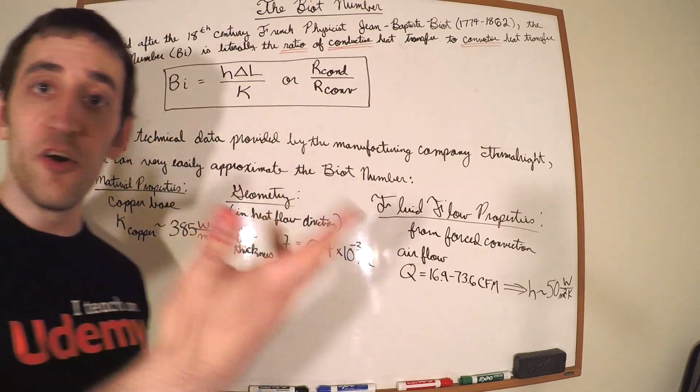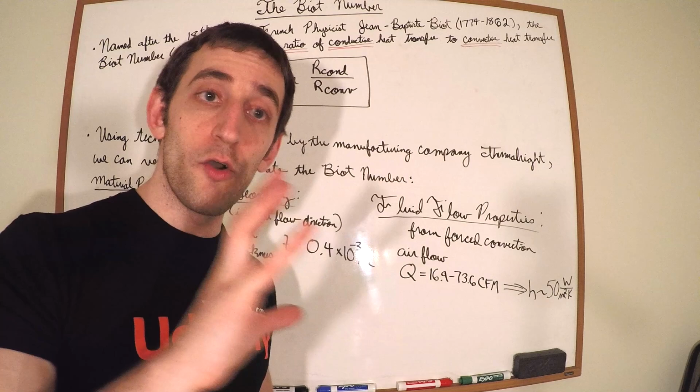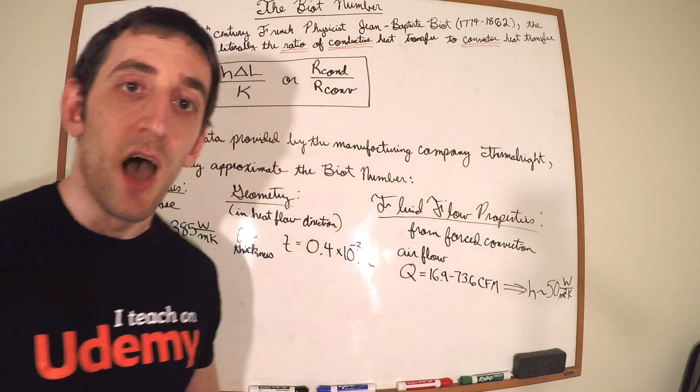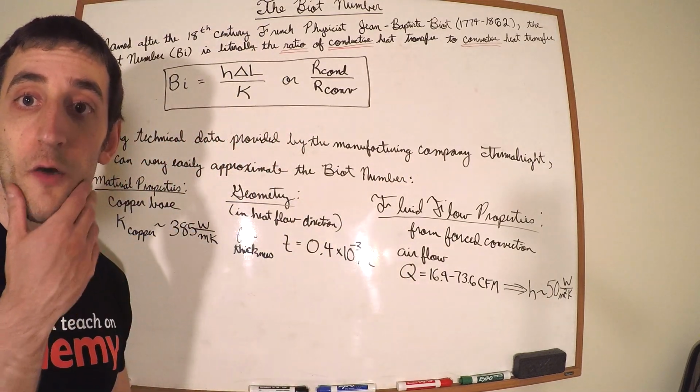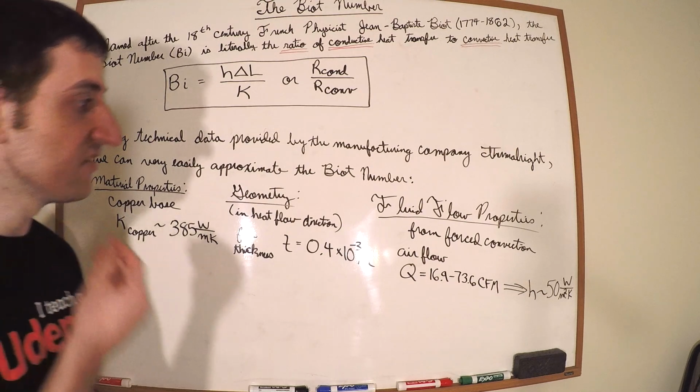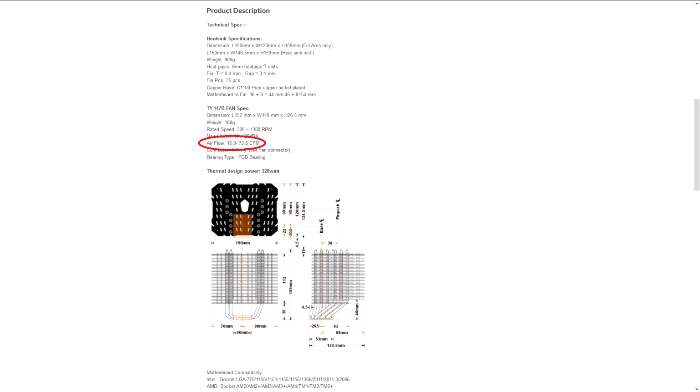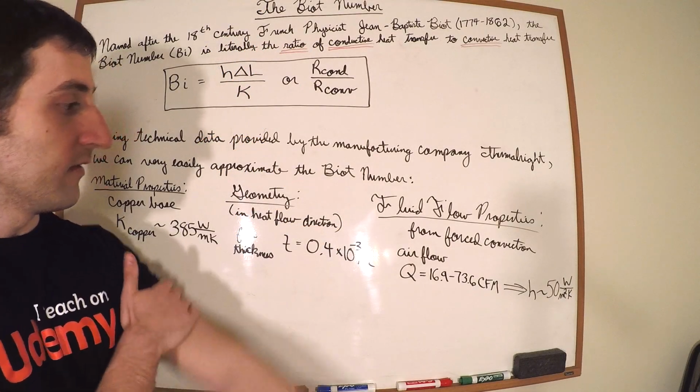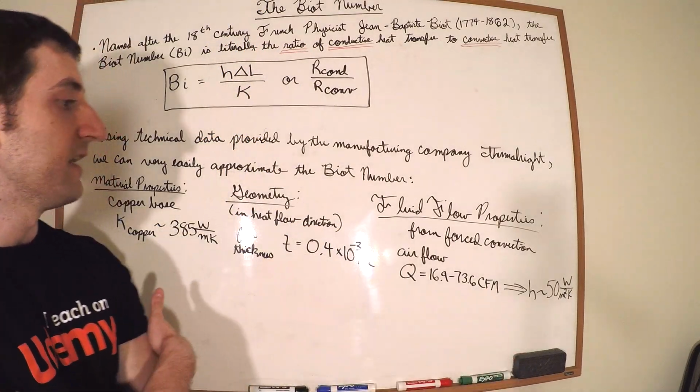The higher the movement, the more the volume flow rate, Q, which I have here, the higher the heat transfer coefficient is going to be. So if we look at the technical data sheet, it gives us a value for the airflow of 16.9 to 73.6 cubic feet per minute. Okay, so that's CFM, cubic feet per minute.